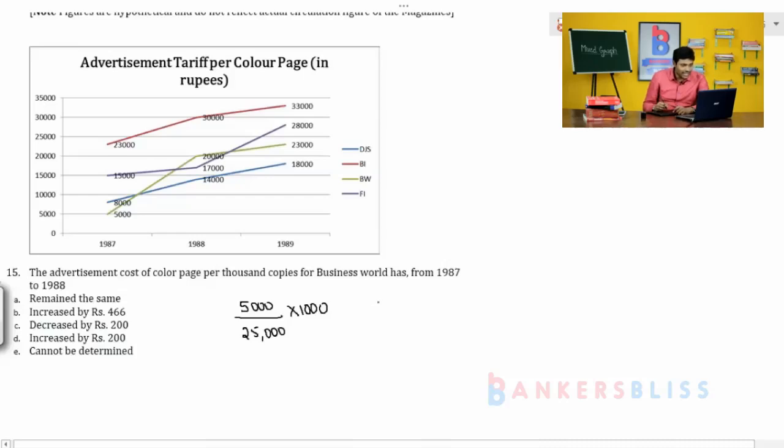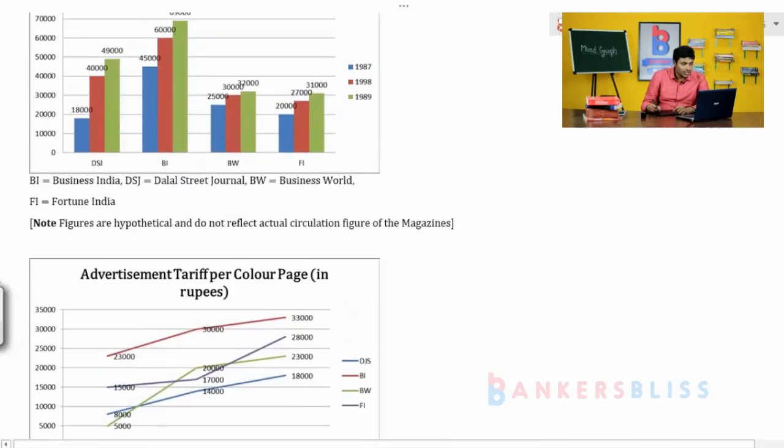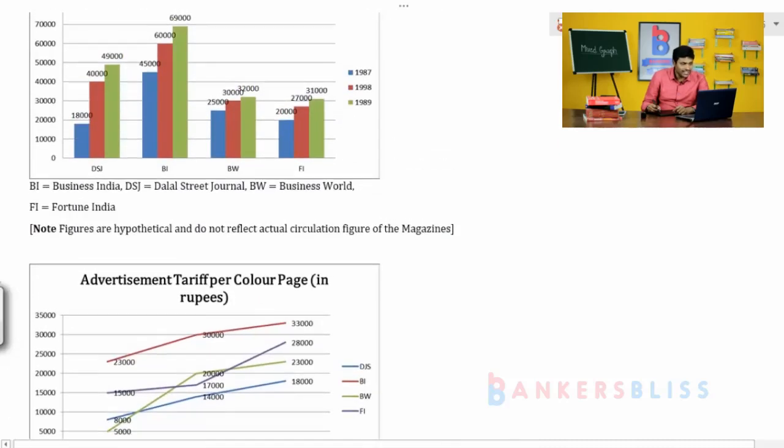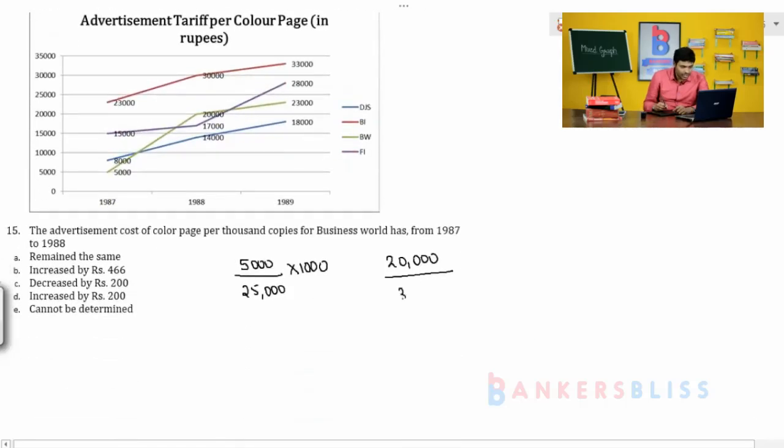Next, 1988 Business World, that is 20,000 divided by 30,000 in 1988, into 1000. So how much are you going to get? 5 5s are 25, 5 2s are 10, you got 200. Next, here how much are you going to get? 2 by 3. 3 3s are 9, 3 3s are 9, 3 3s are 9.33, into 2 means 666.66. So what has happened?